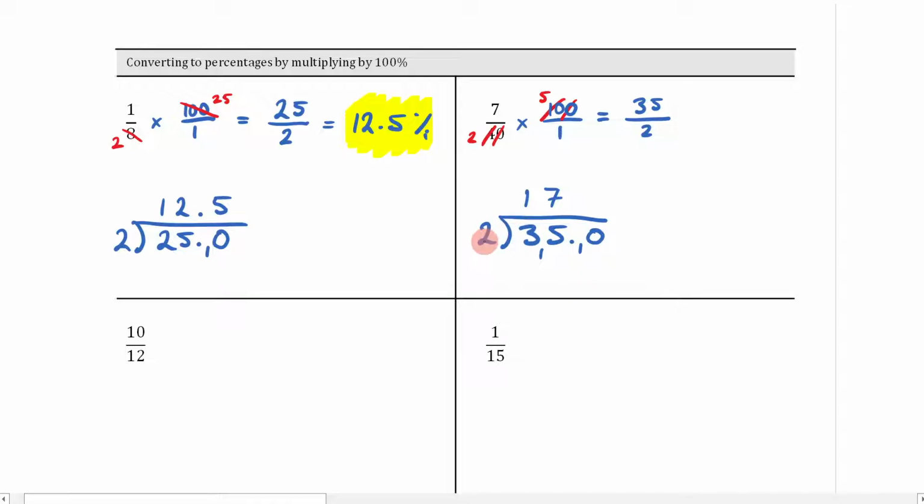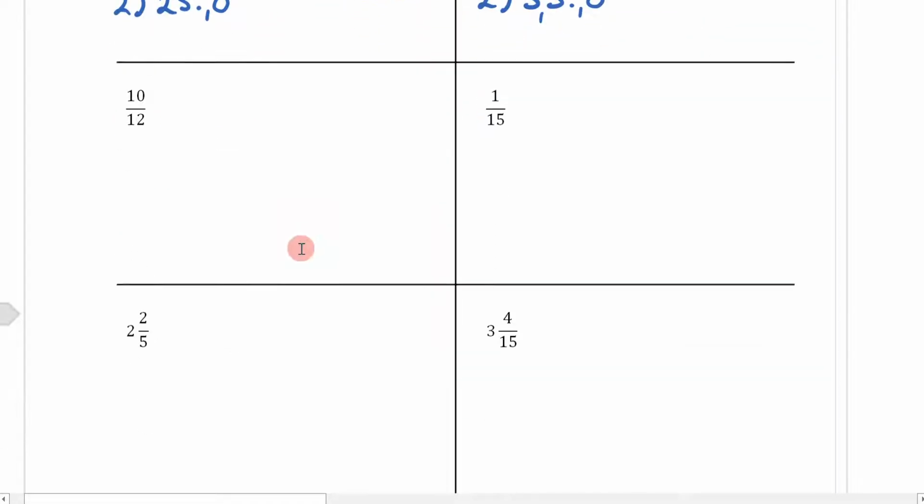How many times does 2 go into 10? It goes in 5 times. And now you need to make sure you carry that decimal point up. So that means it's going to be 17.5%. That's going to be my answer there, 17.5%. So let's highlight that. Let's now move on to the next one.